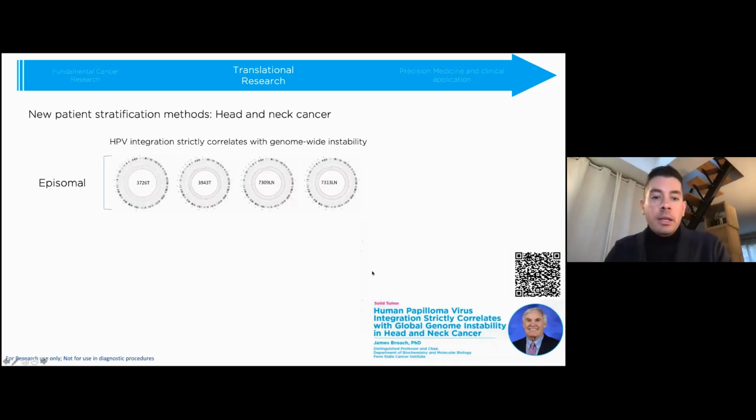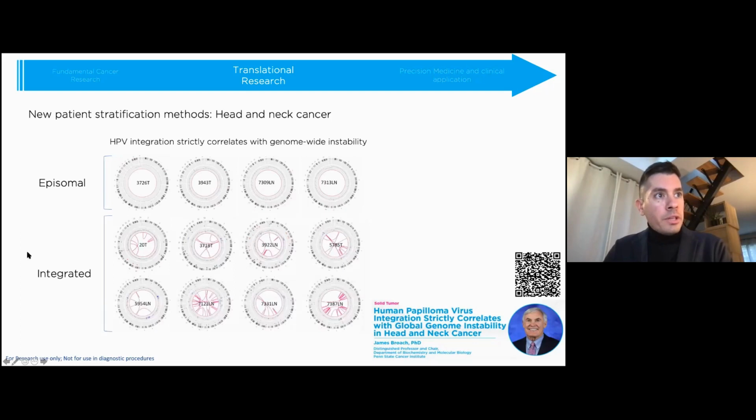The same way in head and neck cancer, HPV insertion can cause extensive chromosomal rearrangement as well. And the circos plots can cluster patients into two groups. The patients with an episomal form, so not integrated, that will display a minimal level of chromosomal instability, from those with an integrated form that will harbor a tremendous amount of recombination and translocation, as you can see on these circos plots.